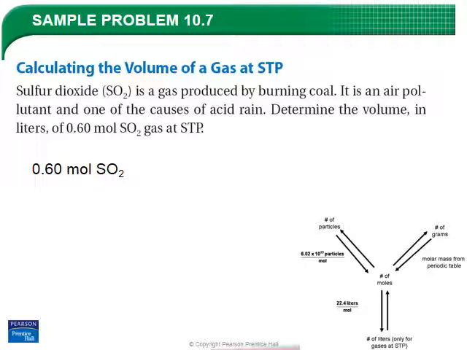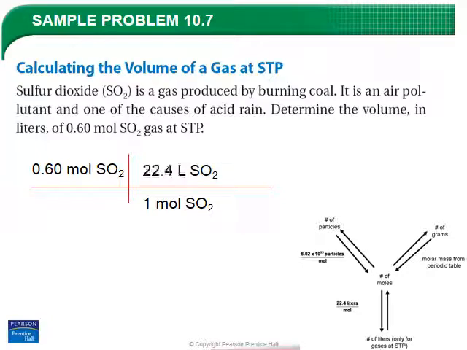They said we have 0.60 moles of sulfur dioxide, but they want us to go to volume. And in order to go to volume, we're going to use our conversion unit of 22.4 liters per mole. We want to make sure that moles are on the bottom so it cancels out. 22.4 liters is on the top. Moles cancel, and we're left with 13 liters of sulfur dioxide.